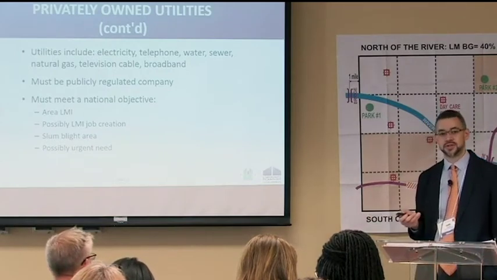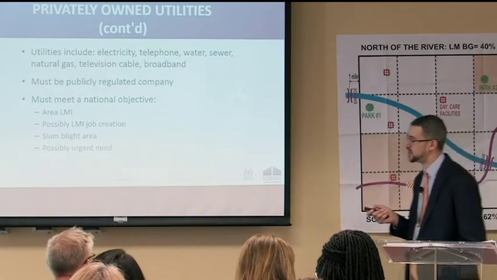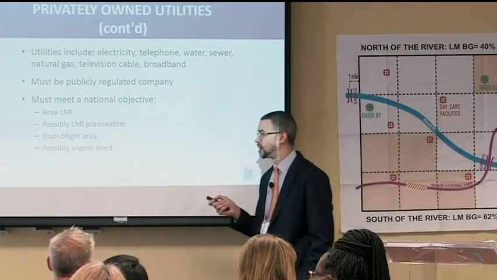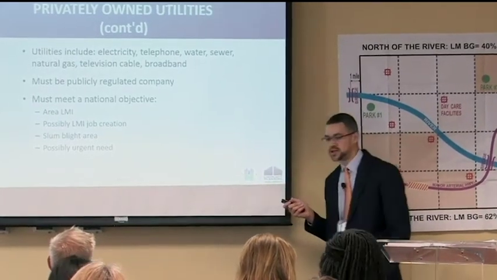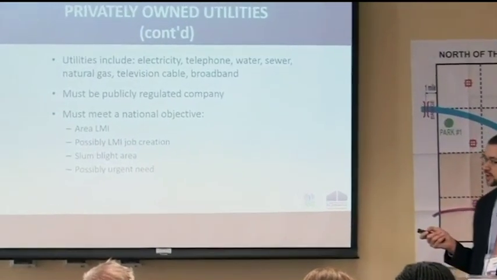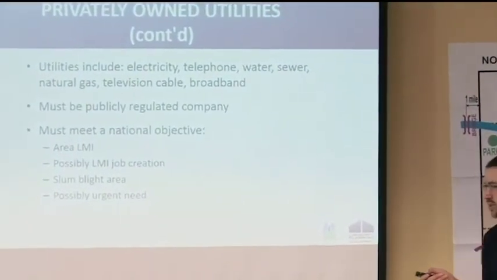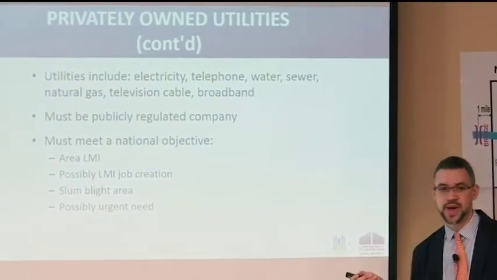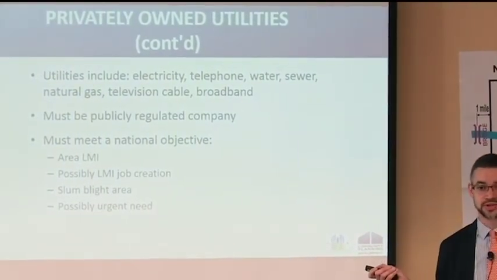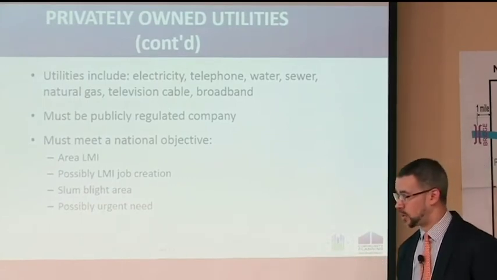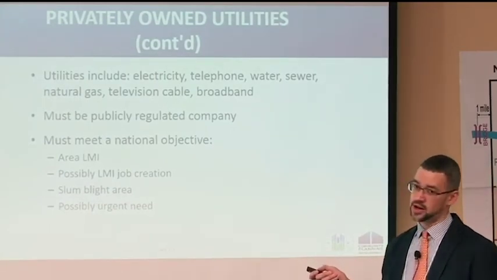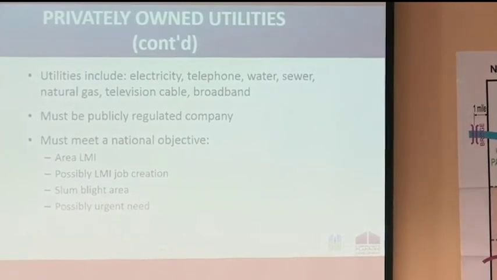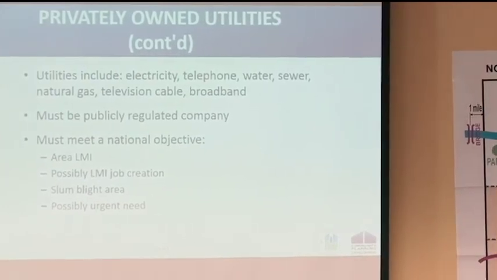Of course, if assisted by CDBG, it must meet a national objective. Typically, it's going to be an area benefit, possibly low mod job creation if you decide to select that. I wouldn't recommend it. And then possibly slum blight or urgent need. But again, choose the path of least resistance when you're determining your national objective. The one that requires the least documentation will probably be the area benefit. You can justify it easily there. Again, seldom used under CDBG, but certainly eligible.